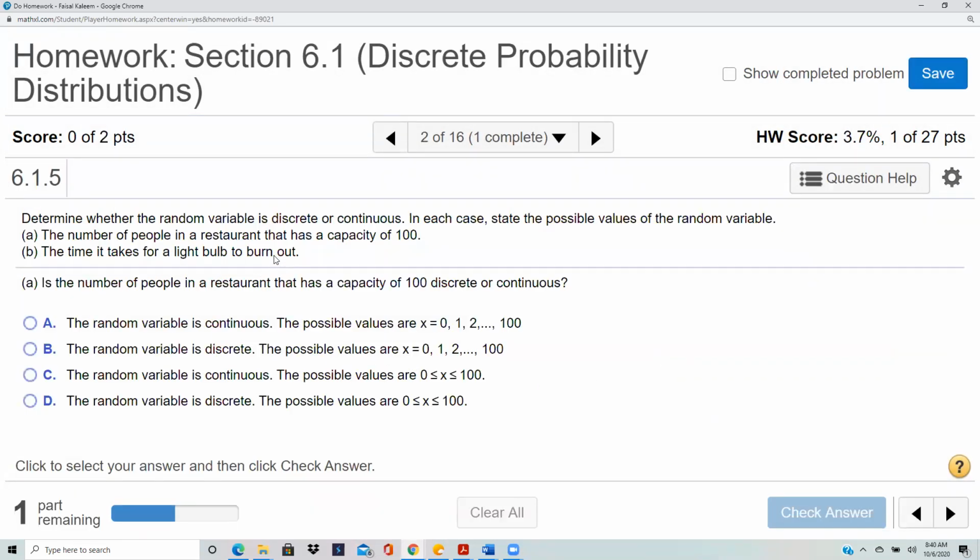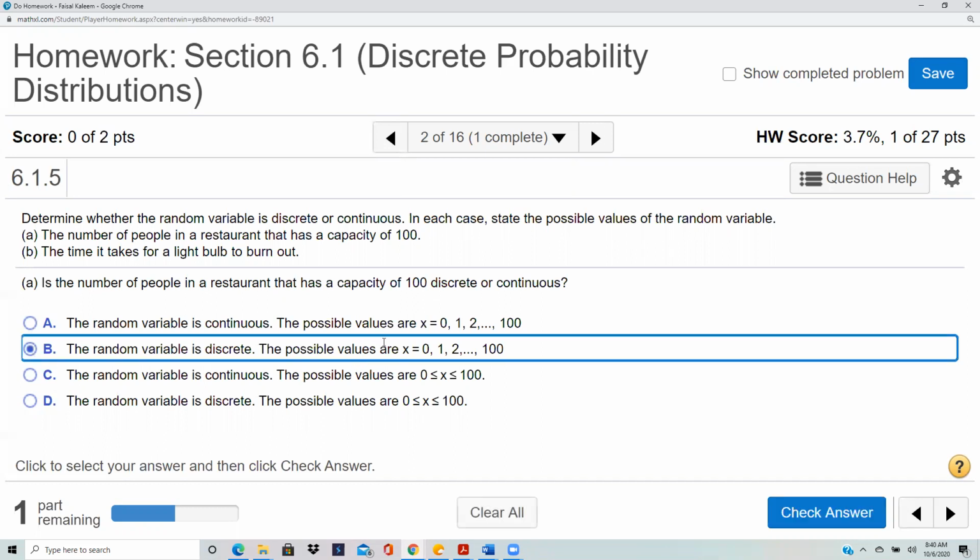So determine discrete or continuous. The number of people in a restaurant that has capacity of 100, discrete or continuous? So the number of people is what we are talking about. A number of anything is a count. So you could have 0 people, 1 people, 2 people, or so on. So it is discrete, and it's this one because that represents the 0, 1, 2, and so on.